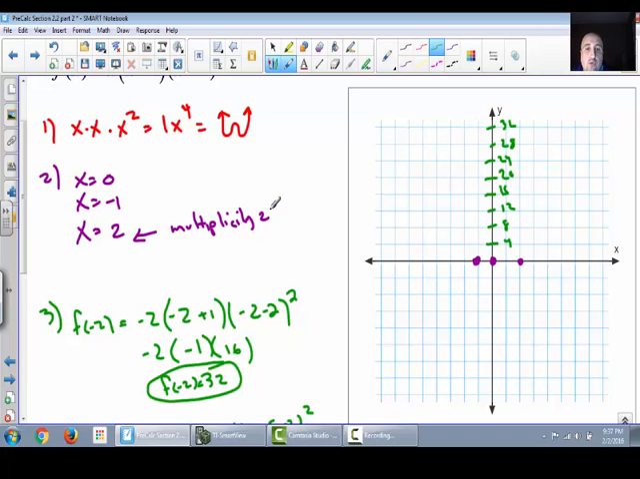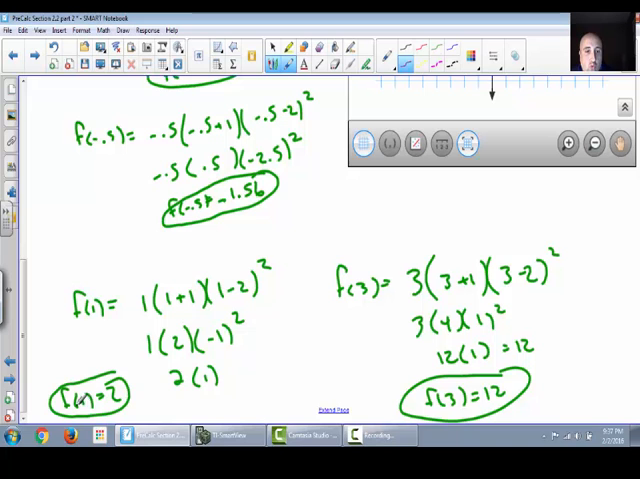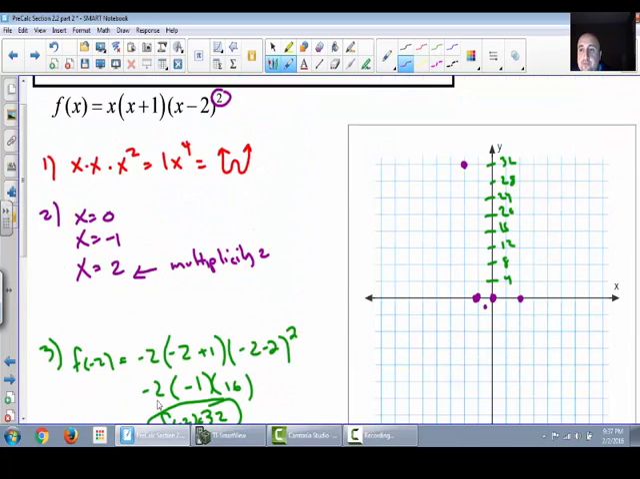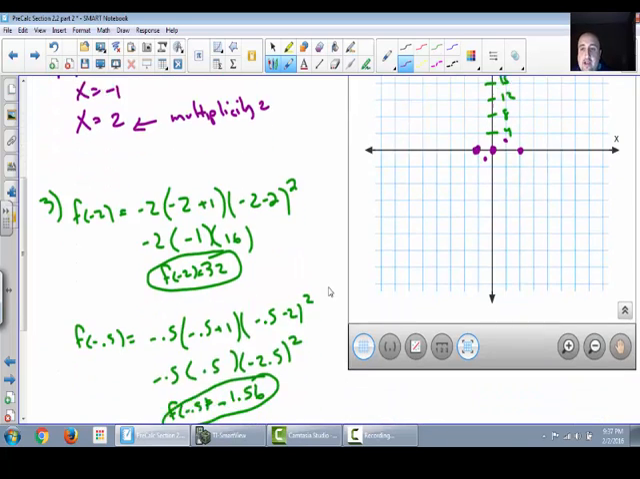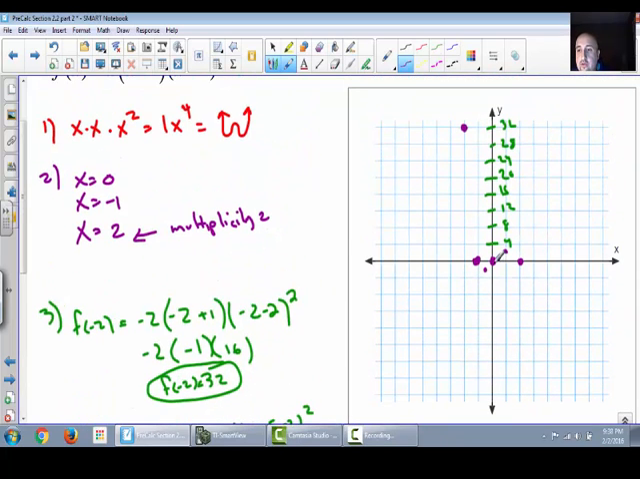Let's plug in our points now. Our first point: I plugged in negative 2, I got 32, so that's up here. The next one was negative 0.5, negative 1.56, so that's really close, down here. Then I plugged in 1, I got 2, so that's right here. And last but not least, I plugged in 3, and I got 12, which is up here.